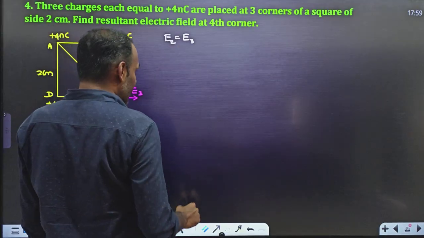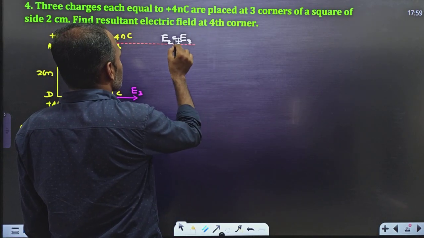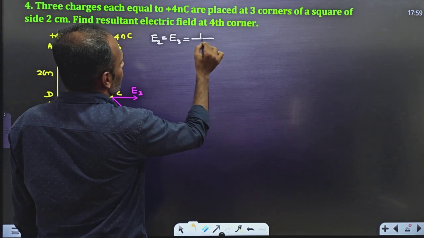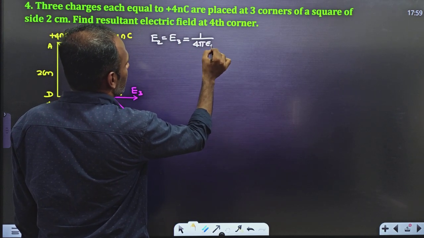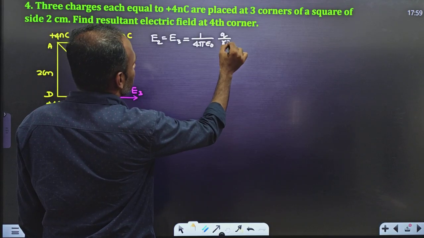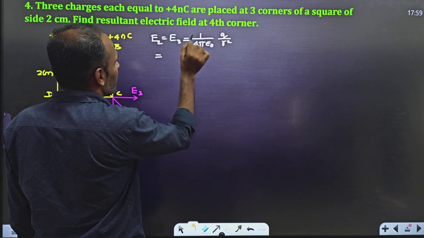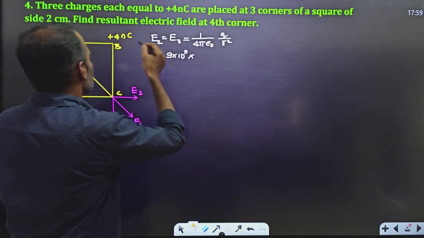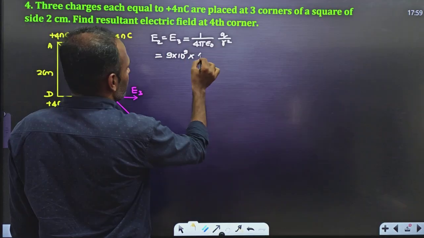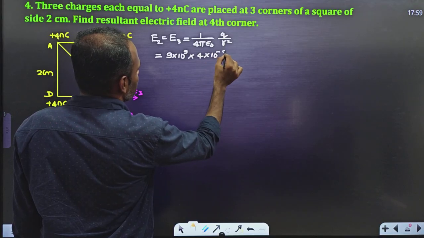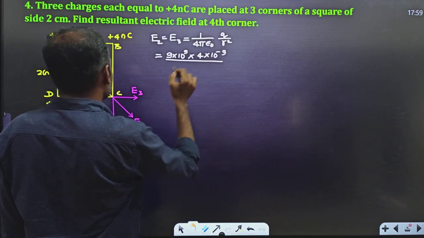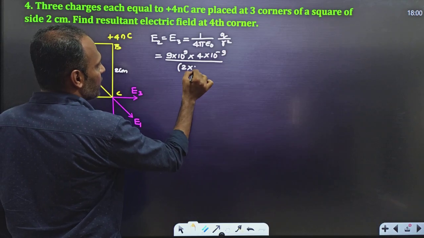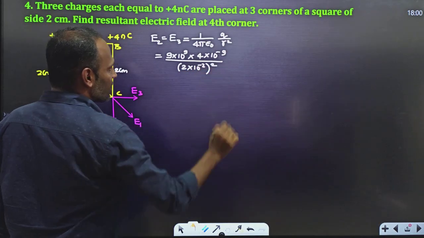Okay, E1 is equal to E2. These two are equal, so I will calculate them at a time. Write the formula first. It is 1 divided by 4 pi epsilon naught, q divided by r square. 1 by 4 pi epsilon naught is 9 into 10 raised to 9. Q is 4 nanocoulomb, 4 into 10 to the power minus 9, divided by r square. Distance is 2 centimeter, which I will write in meters: 2 into 10 to the power minus 2, whole square.